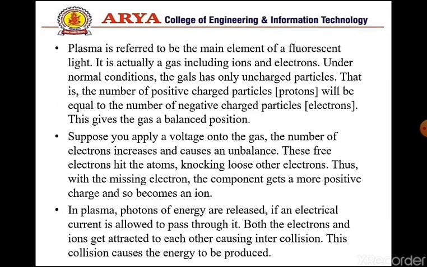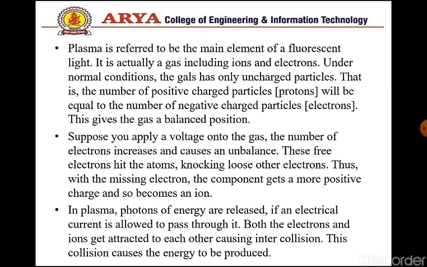Plasma is referred to be the main element of a fluorescent light. It is actually a gas including ions and electrons. Under normal conditions, the gas has only uncharged particles. That is, the number of positive charged particles will be equal to the number of negative charged particles. This gives the gas a balanced position.